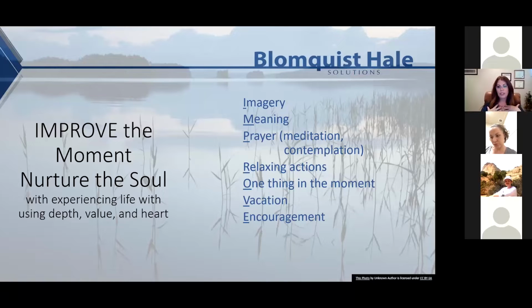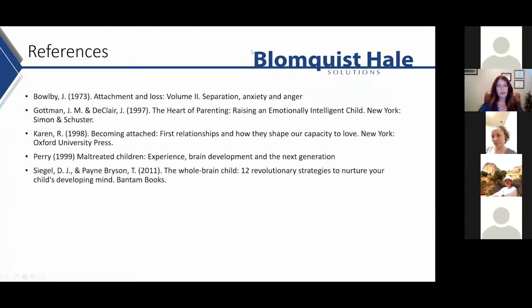So how do we experience life? How do we be present is that. And we can't be present with our kid if we're not experiencing life as our own model in depth, value, in our heart, right? With meaning and imagery, and you've got to go on vacation. So that's the improved part. I am good to, let's do some questions if there are any, and have a little discussion if anything.